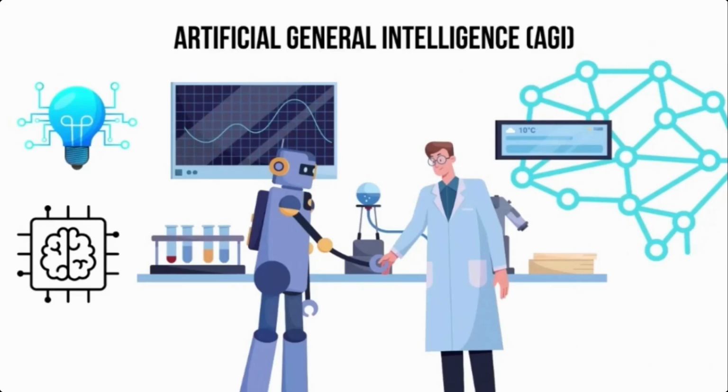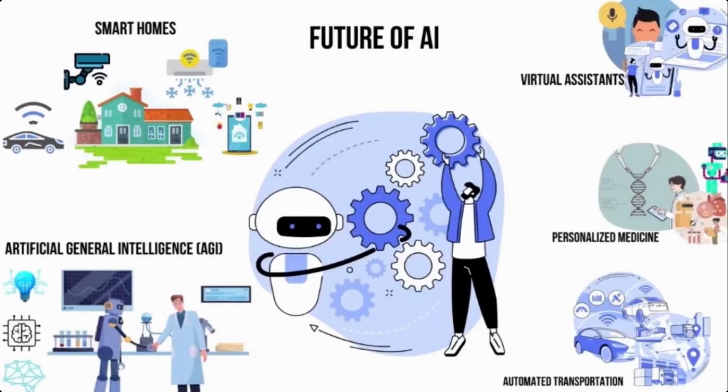And last but not least, artificial general intelligence or AGI. AGI is a hypothetical type of AI that would be as intelligent as a human being. AGI could potentially solve some of the world's most pressing problems, such as climate change and poverty. However, AGI also raises some ethical concerns, such as the potential for AI to become self-aware and to develop its own goals and desires. AI is a powerful technology with the potential to revolutionize many aspects of our lives. It is important to be aware of the potential benefits and risks of AI and to use it responsibly.